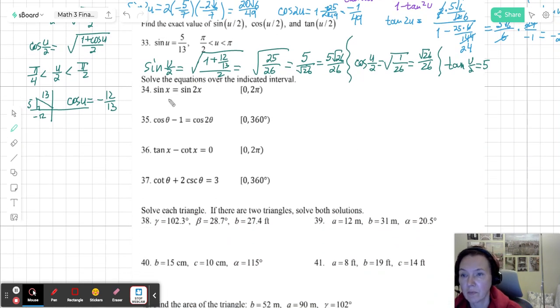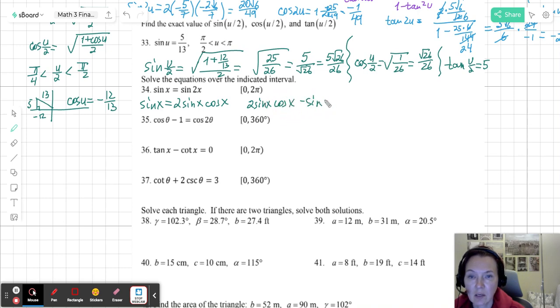Solving equations. Sine x equals sine of 2x. On the right side, we know it's 2 sine x cosine x. I'm going to subtract sine x from both sides. So I have 2 sine x cosine x minus sine x equals 0. And then I'm going to factor out sine x.